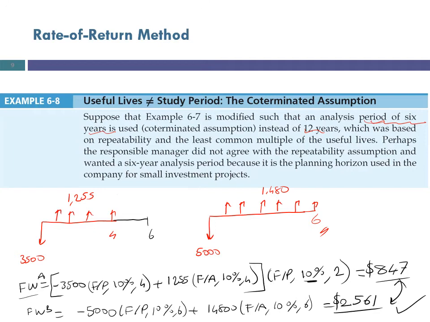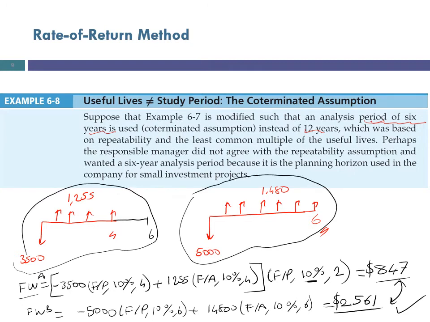So actually, we are considering this cash flow and we have this cash flow. We need to compare them with each other. If you find the present worth for both of them and compare them with each other, you will come up with exactly the same decision. Okay, so this is how we compare alternatives with respect to the co-terminated assumption.